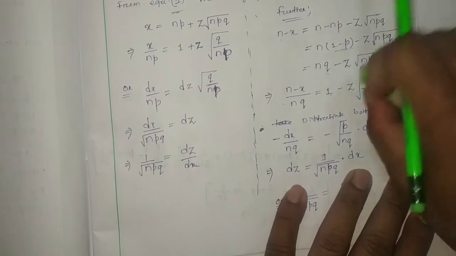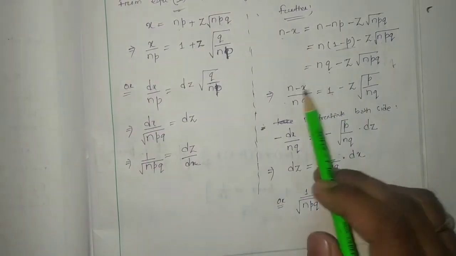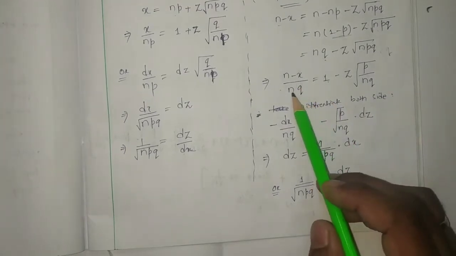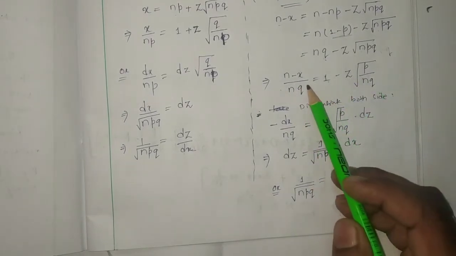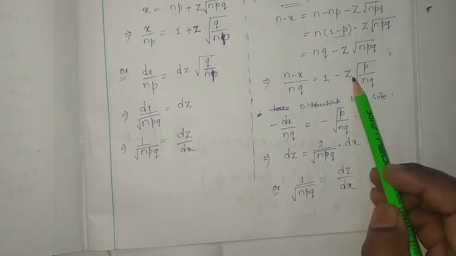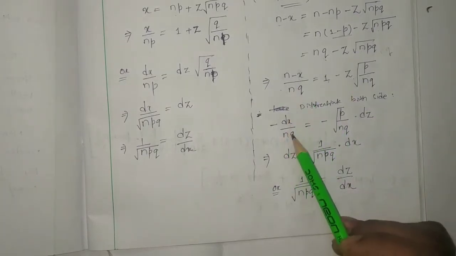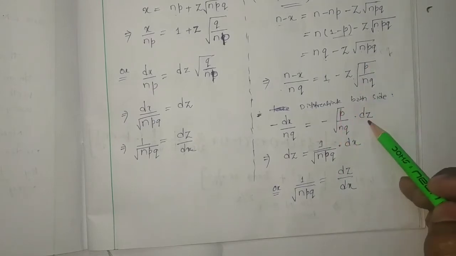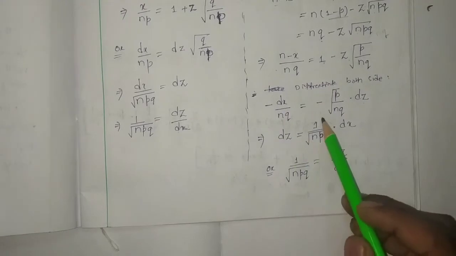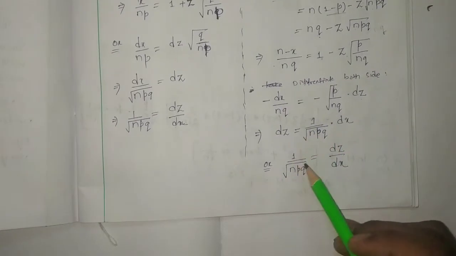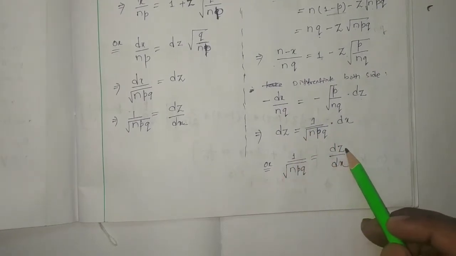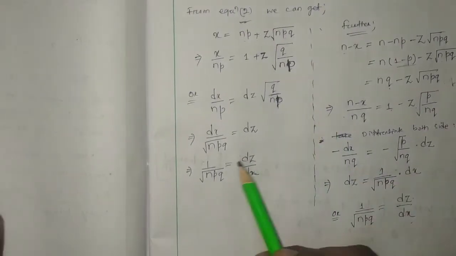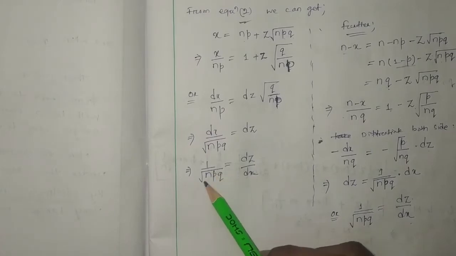Now we have to differentiate this side and this side. So n, q, p are constants, only x and z are the variables. So this will be minus dx by nq equal to minus, this is the constant, p by nq root over into dz. So minus minus got cancelled, dz will be 1 by root npq into dx, or 1 by root npq equal to dz by dx. If we consider this one also, we are going to find 1 by root npq equal to dz by dx.